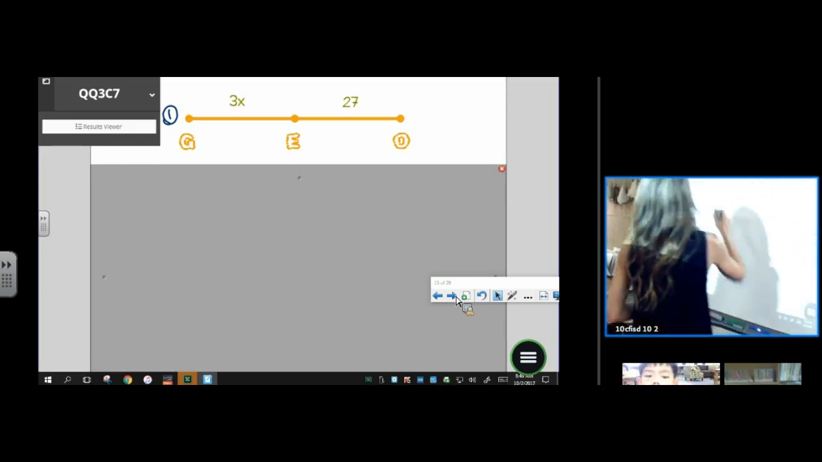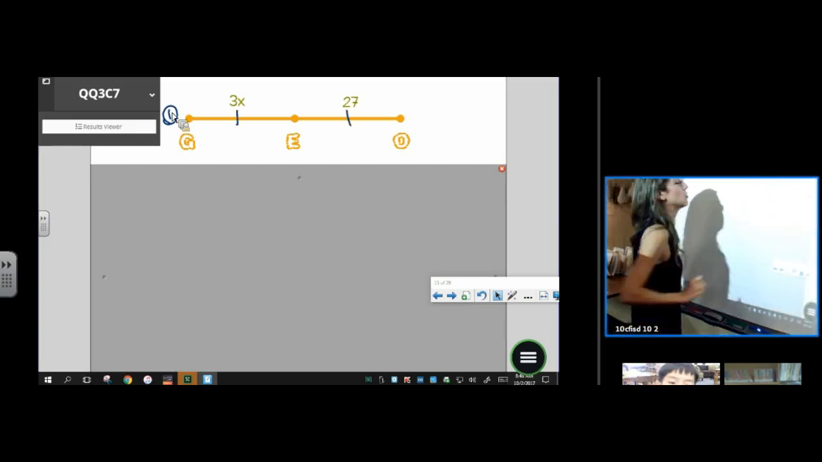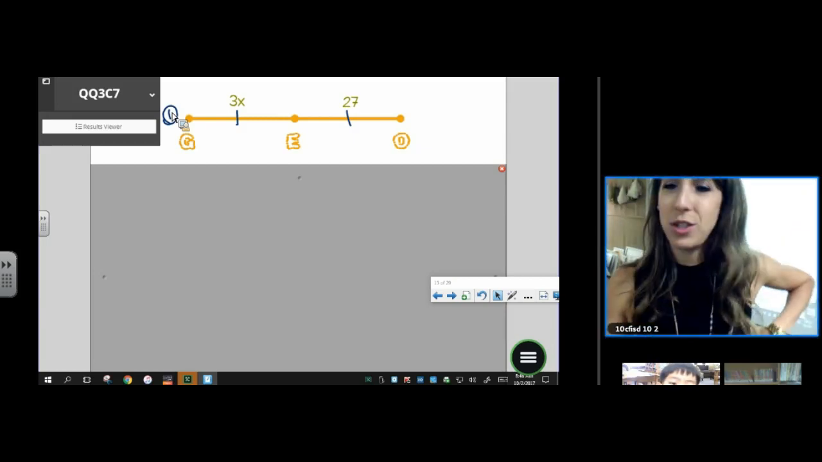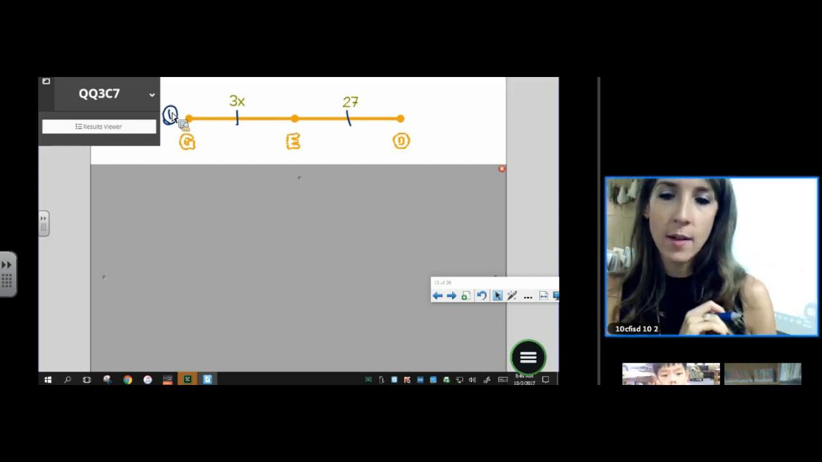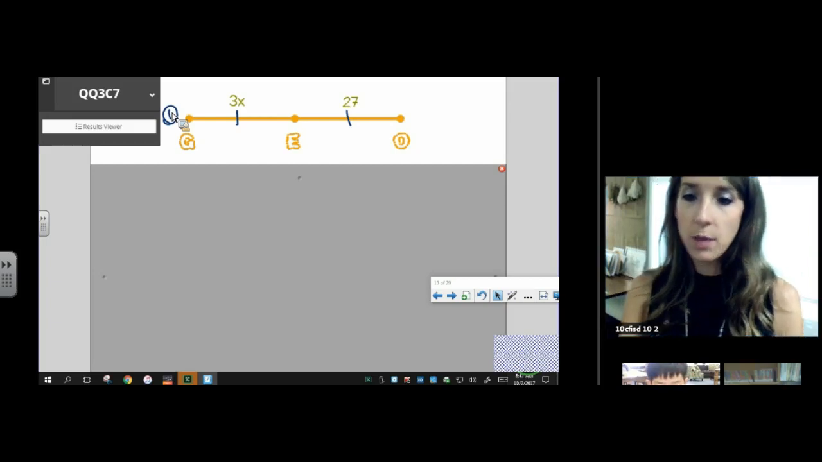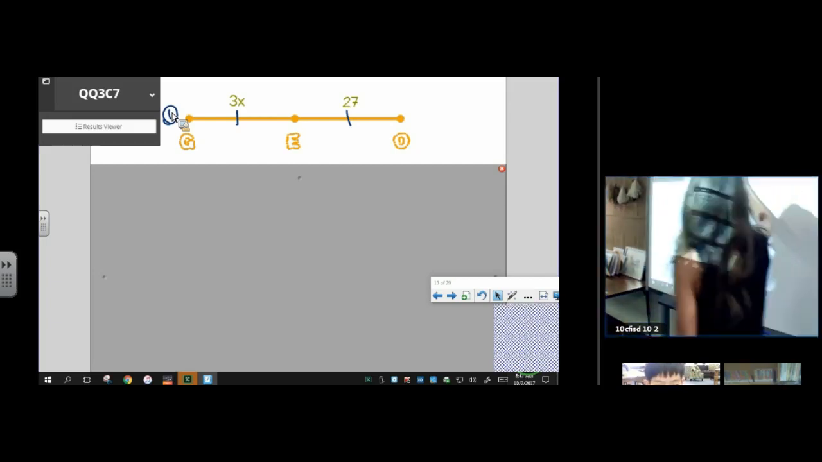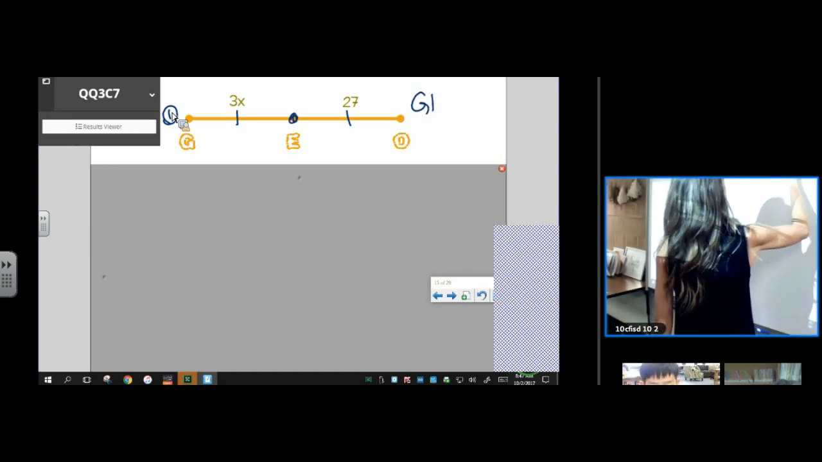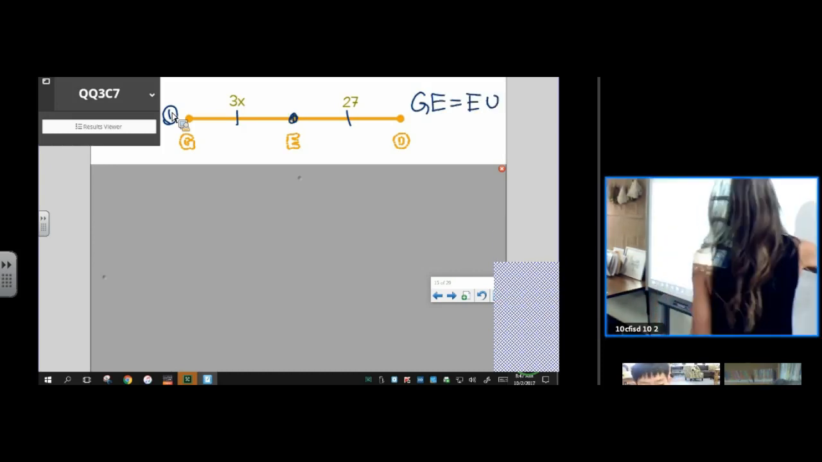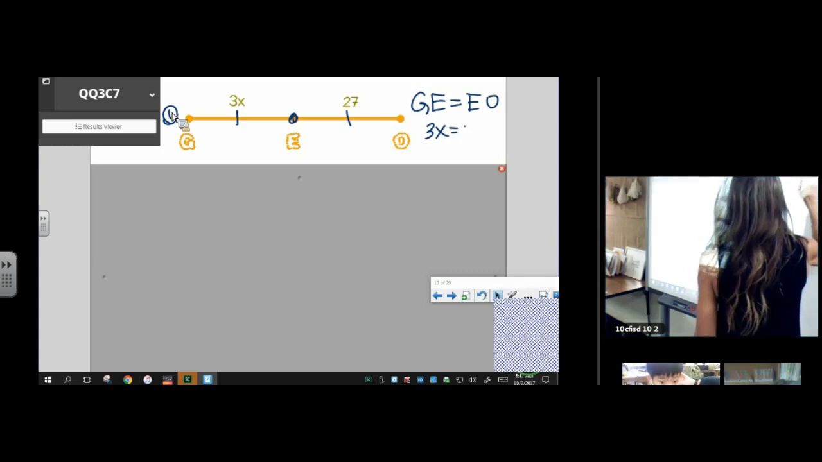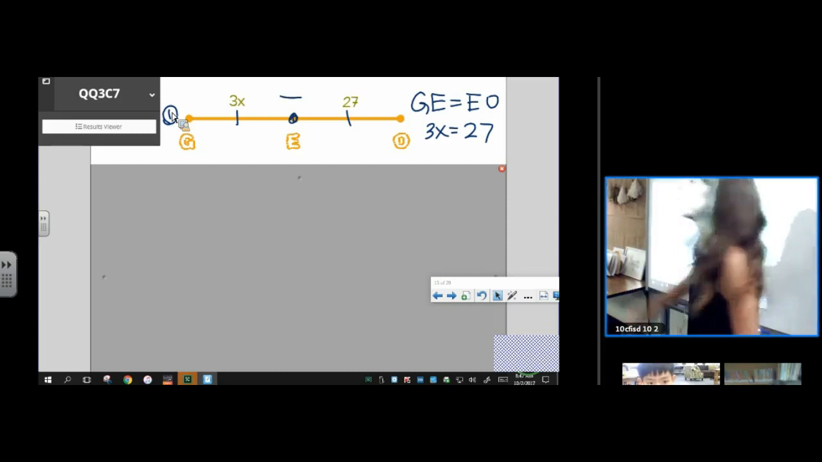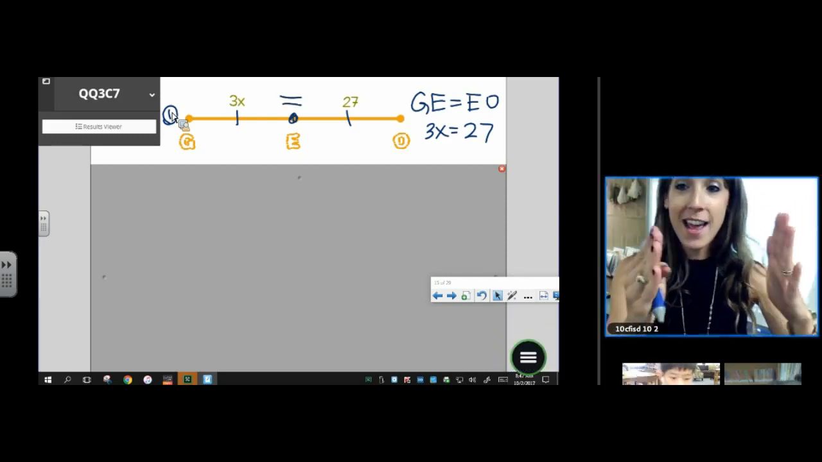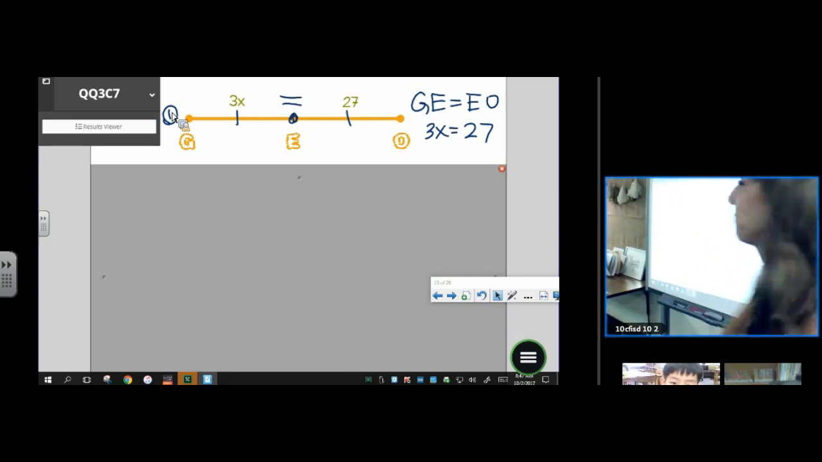So now I'm going to change something. I'm going to tell you that GE is congruent to EO, and I do not want you to solve. I just want you to set up the problem. How would I write an equation? What would my equation look like, even though we're not going to solve? Good, Pranika. If E is in the middle, then I know GE equals EO. So I know 3x equals 27. That's how you set up a midpoint problem. You literally put an equal sign above the midpoint. 3x equals 27. Moving on.